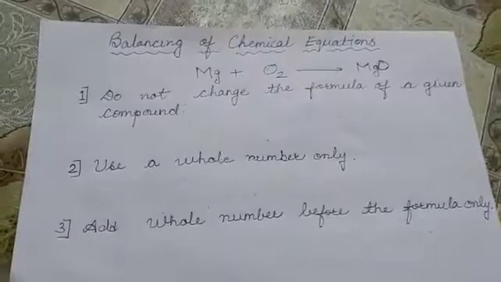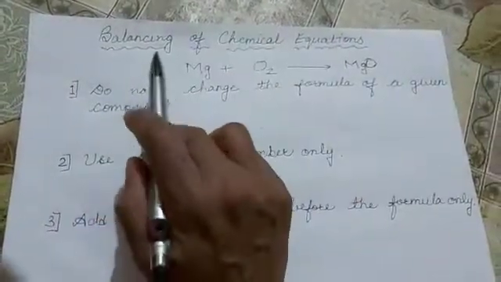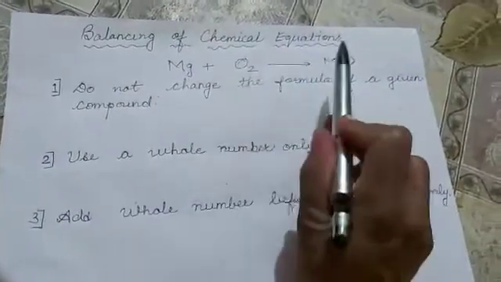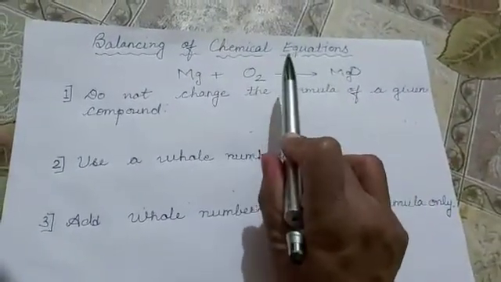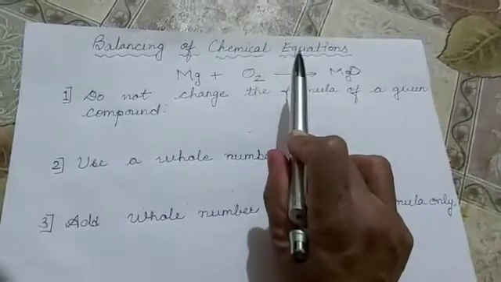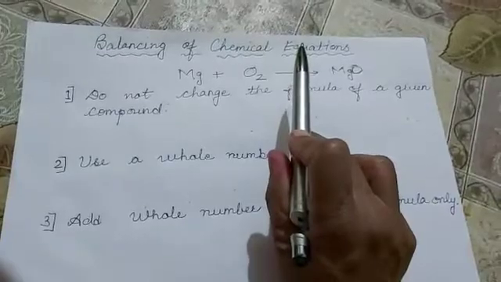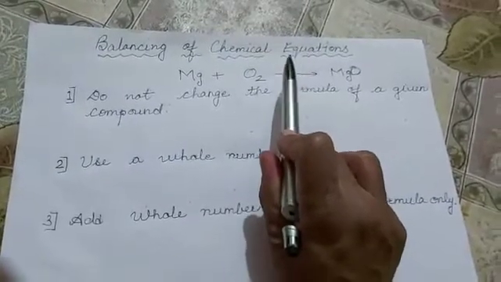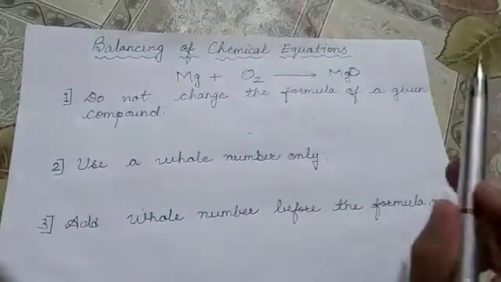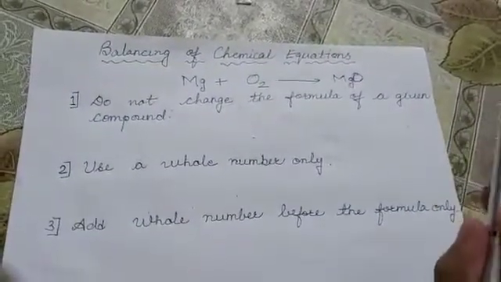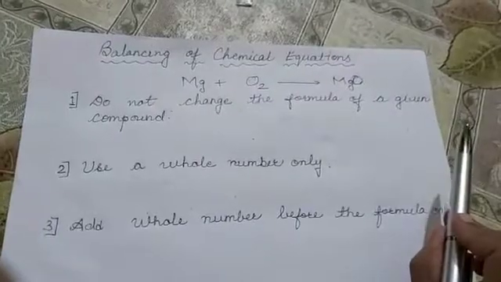Hello everyone. Today we will see the topic balancing of chemical equations. Balancing of chemical equations simply means justification of the law of conservation of mass. As you all know, the law of conservation of mass states that the total mass of the reactants must be equal to the total mass of products in a chemical equation.